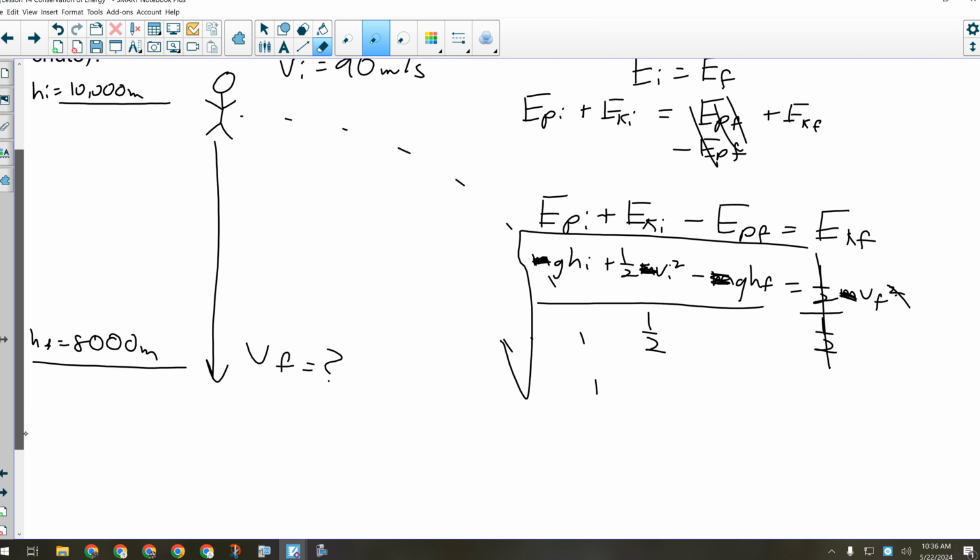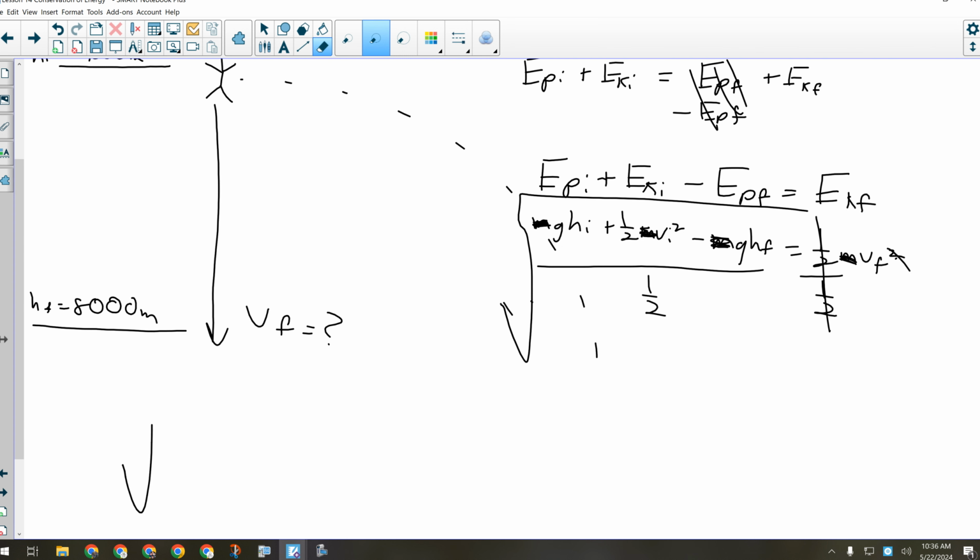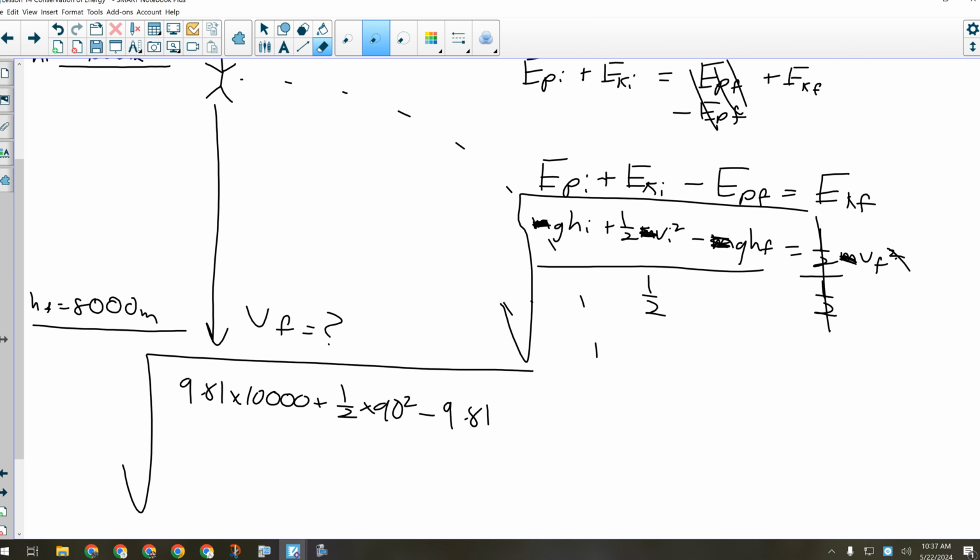Okay, so now I'm ready to punch in all my numbers. So I'm going to have 9.81 times 10,000, my initial height, plus 1/2 times 90 squared, my initial speed, minus 9.81 times 8,000, my final height, divided by 1/2, all under the root. That will get me VF.